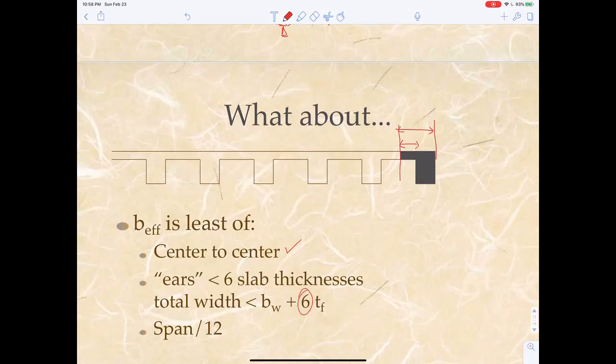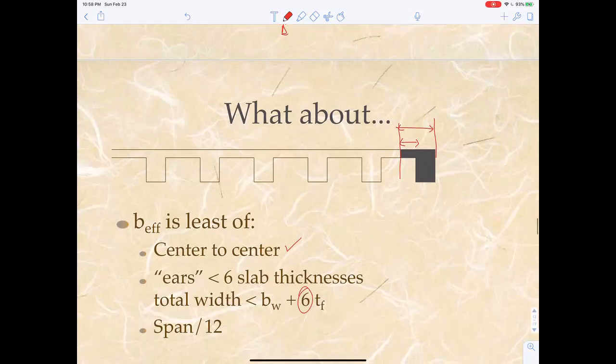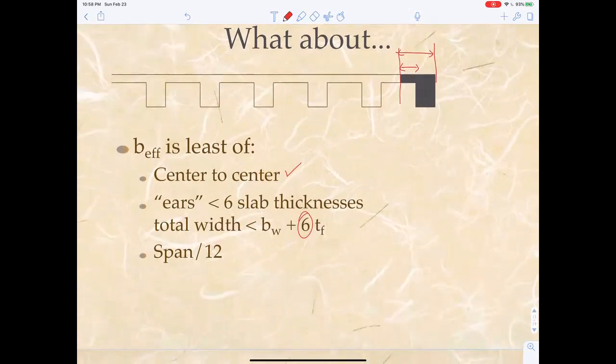Okay, and it's only on one side, so b web plus 6 slab thicknesses, and it's span over 12, not span over 4. And so in this very special case, on this last beam on the end, you would get the least of these 3 things. And that would be effective for that sort of T-beam. It doesn't look like a T really, it looks like an upside down L, but we call it a T-beam.